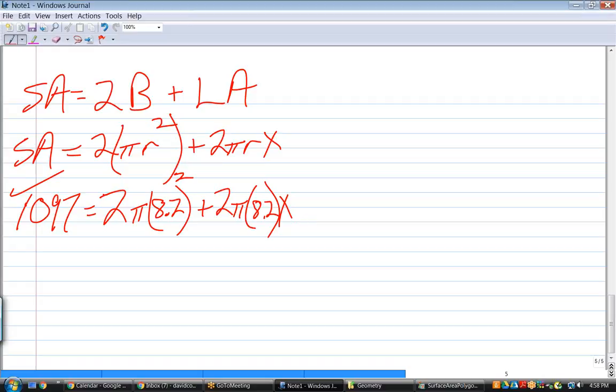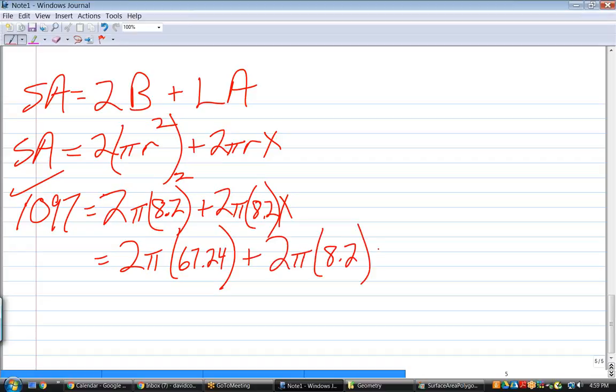Let me figure out what 8.2 squared is. 8.2 times 8.2 equals 67.24. So we have 2 pi times 67.24 plus 2 pi times 8.2x equals 1,097. What's the next step I'm going to do?